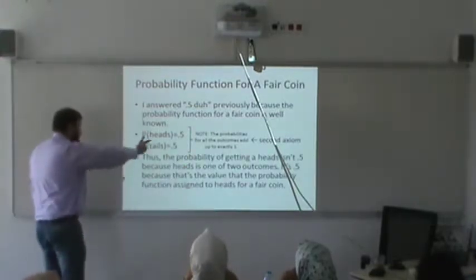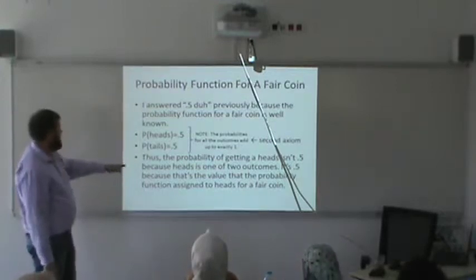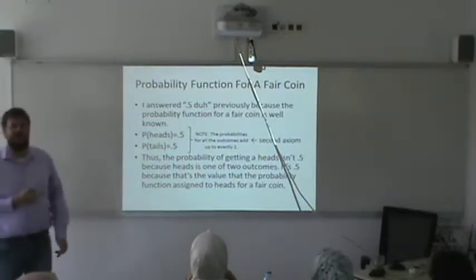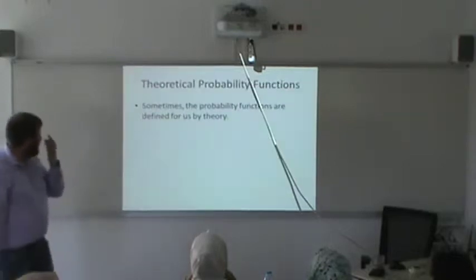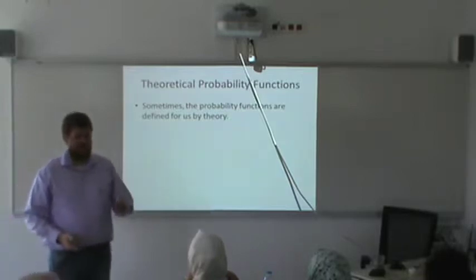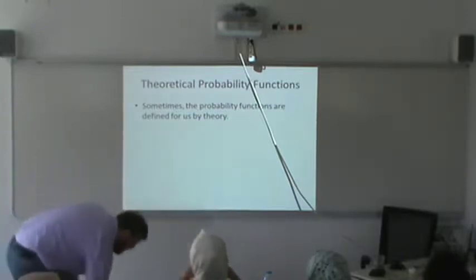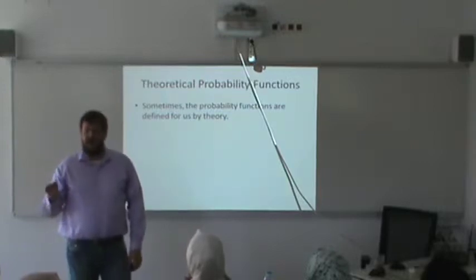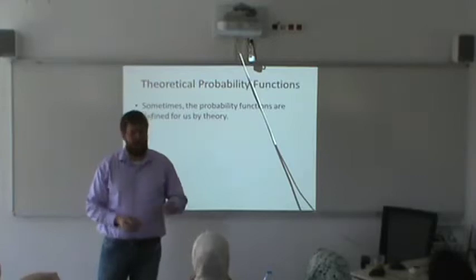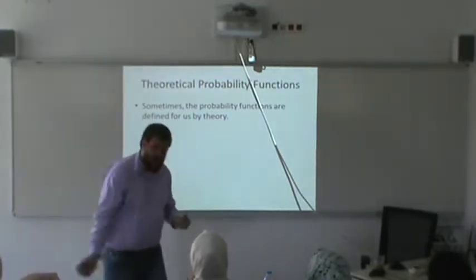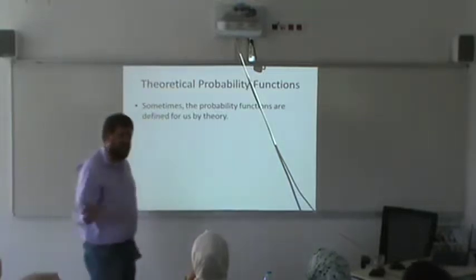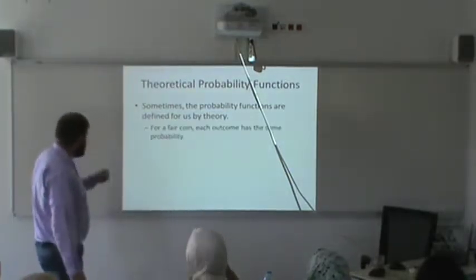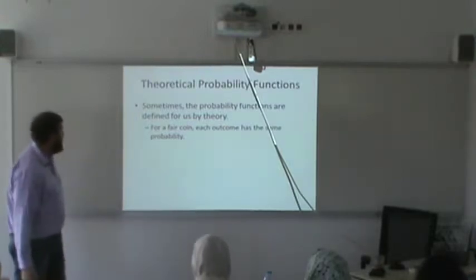Thus, if we have this probability function, then we know that the probability of getting a heads isn't 0.5 because heads is one of the 2 outcomes. It's 0.5 because that's the value that the probability function assigned to it. Now, we can create probability functions in a number of ways. This fair coin thing is a theoretically determined probability function. We have a theory about what it means for something to be fair. If it's fair, that means that all of the outcomes are equally likely. If I have a coin, heads is just as likely as tails. If I have a die, a 1 is just as likely as a 6, which is just as likely as a 2, a 3 and a 4, and whatever one else I missed. So, for a fair coin, each outcome has the same probability.